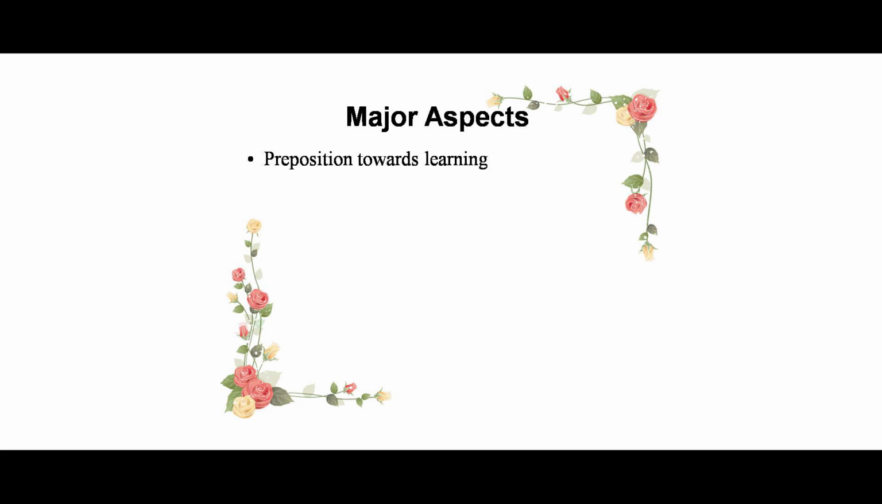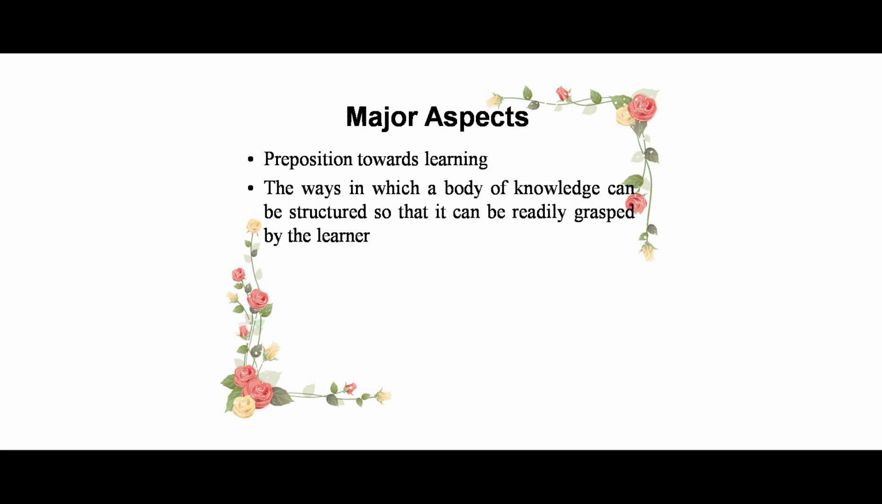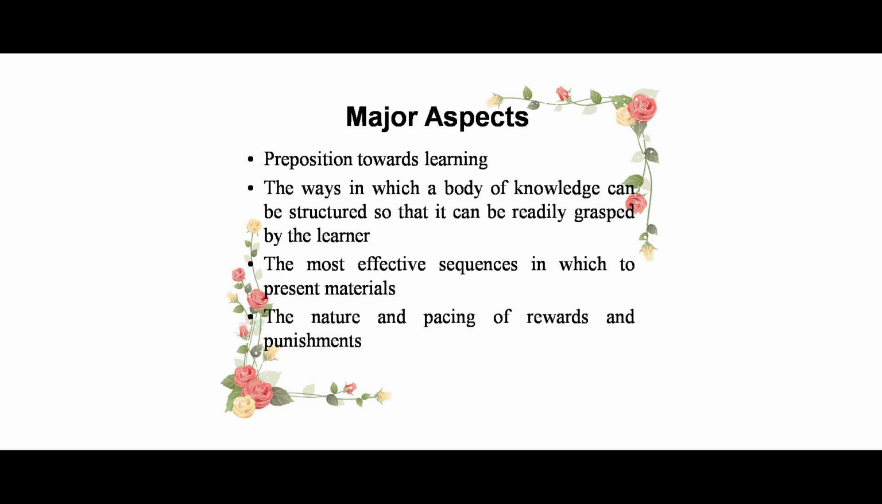The next theory is the constructivist theory of Bruner. The main aspects of this theory are: first one is the predisposition towards learning. Second one is the ways in which a body of knowledge can be structured so that it can be readily grasped by the learner. Third one is the most effective sequence in which it has to be presented. And the fourth one is the nature and pacing of rewards and punishments.